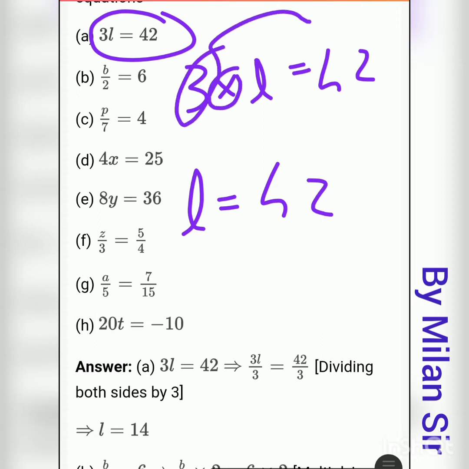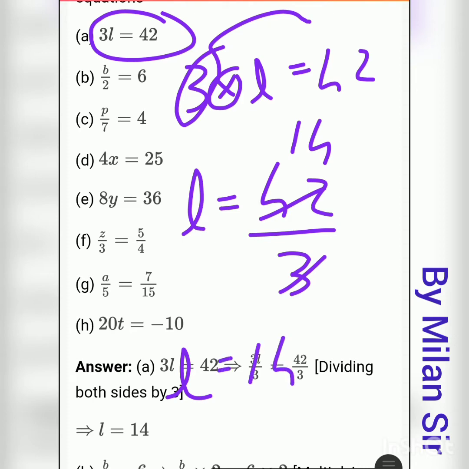Right now it is multiplication. If we transfer it to the right hand side, it goes to division. Okay, so 42 divided by 3. If you know the table, then 14 3s are 42, right? So 42 by 3 is 14. So our answer for L is 14, and this is called the solution of this equation.